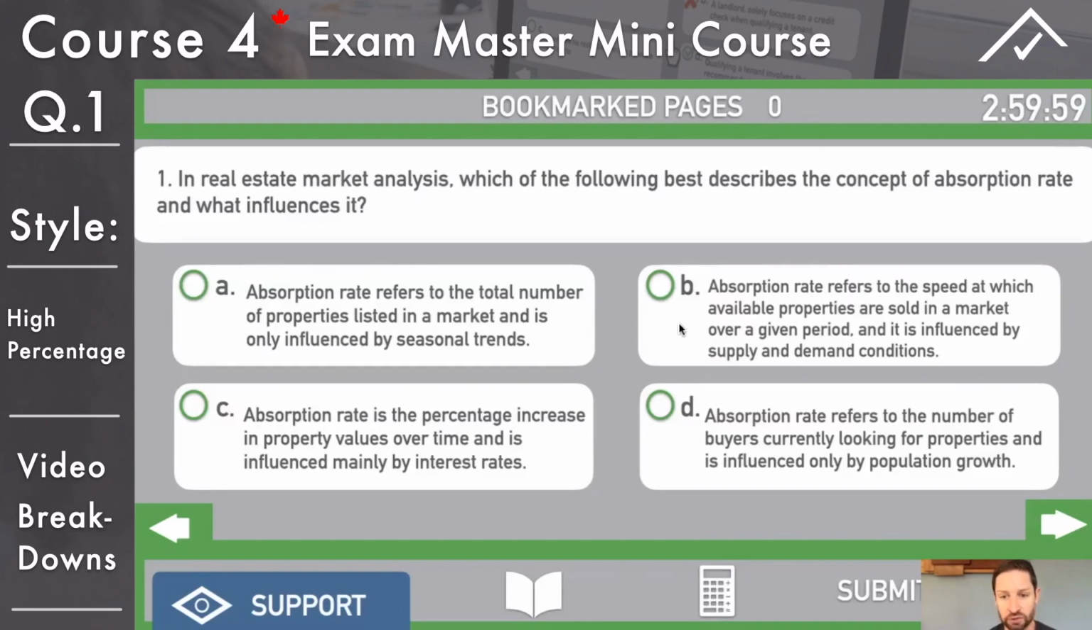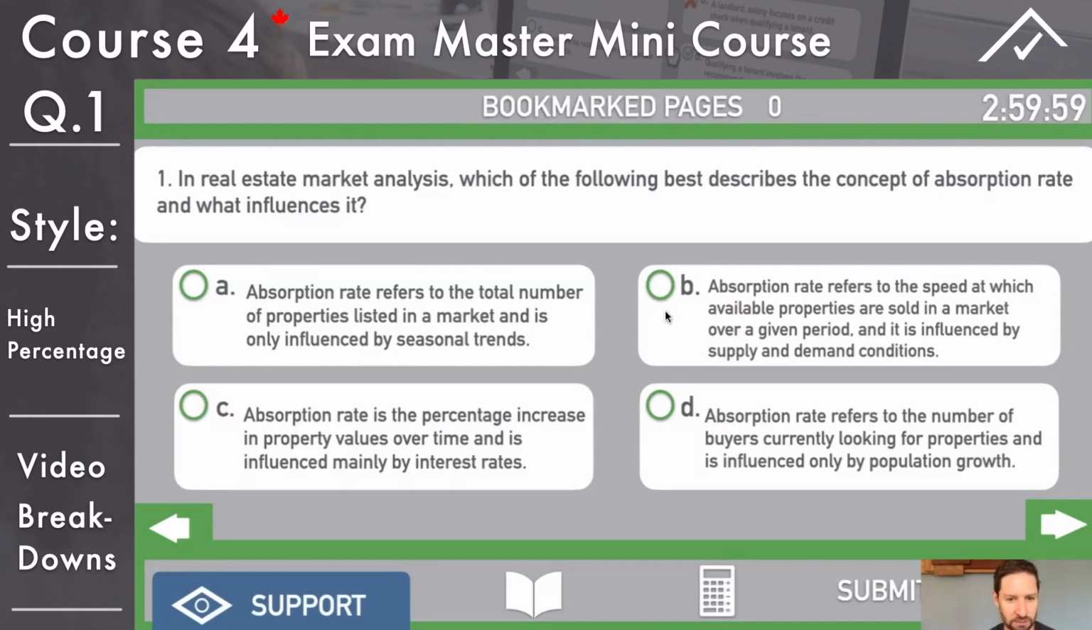Absorption rate refers to the speed at which available properties are sold in a market over a given period and is influenced by supply and demand conditions. Okay, so I love this one. Let's leave it hovered over. Still read them all though. Always do every single possible answer. Process of elimination. Leave it hovered over, but move on.